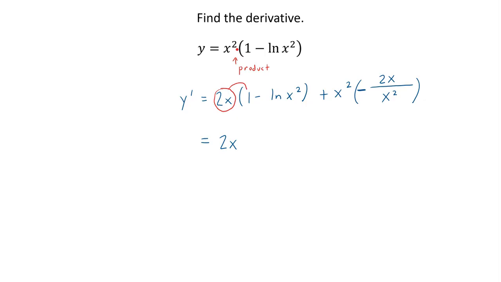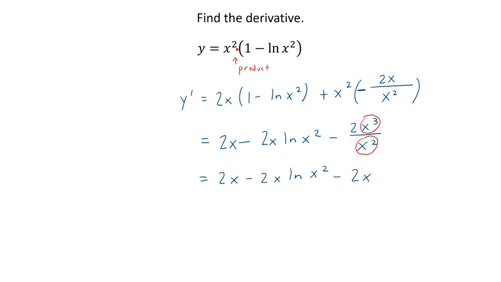2x times 1 is 2x, and 2x times negative ln x squared is minus 2x ln x squared. To simplify the second term, we'll multiply x squared by the fraction negative 2x over x squared. And that gives us negative 2x cubed over x squared. And simplifying the third term, 2x to the third over x squared gives us 2x. So we have 2x minus 2x ln x squared minus 2x. 2x minus 2x cancels out, and that leaves us with our final derivative, minus 2x times ln x squared.